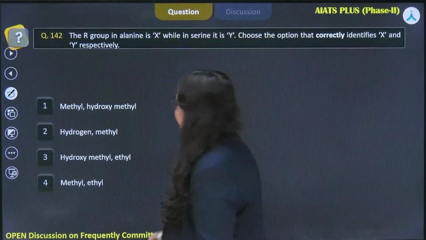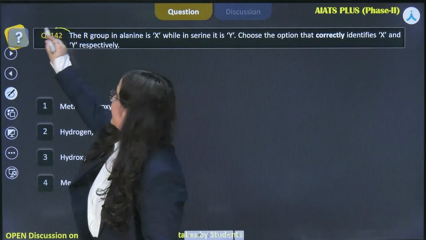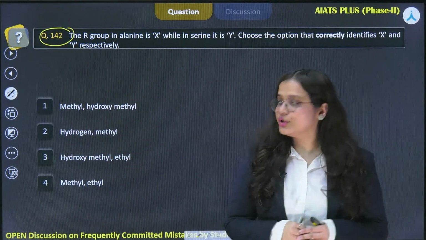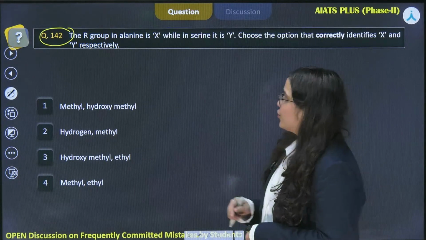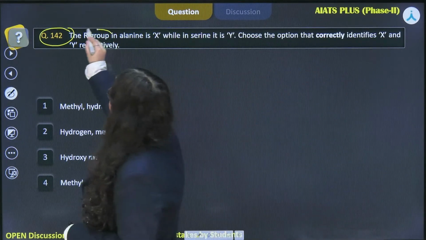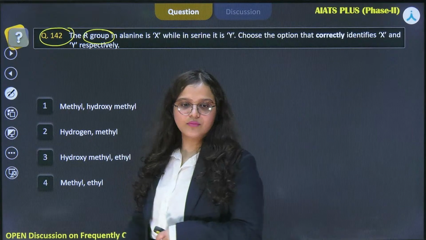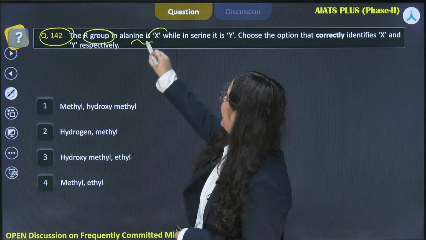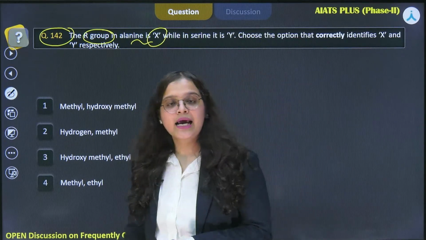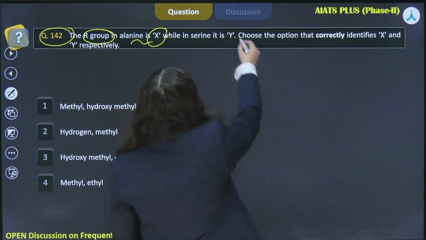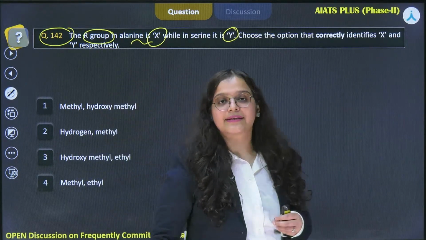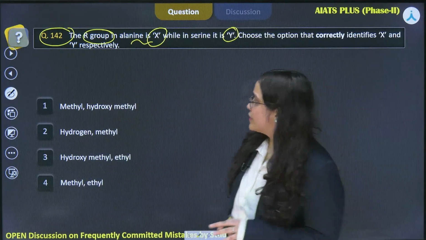All right. Again, we see our next question, which is from the chapter Biomolecules itself. Okay, so the question reads, the R group in alanine is X, while in serine it is Y. Choose the option that correctly identifies X and Y respectively.